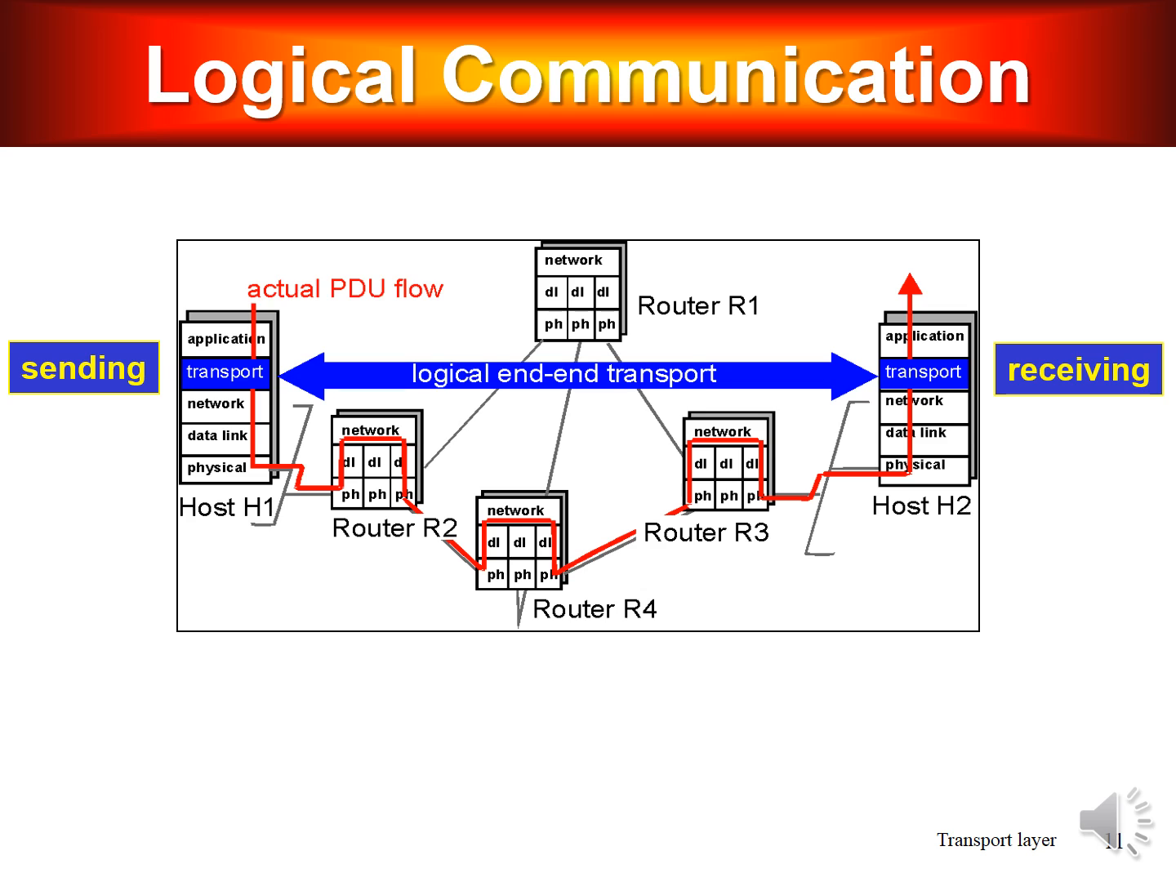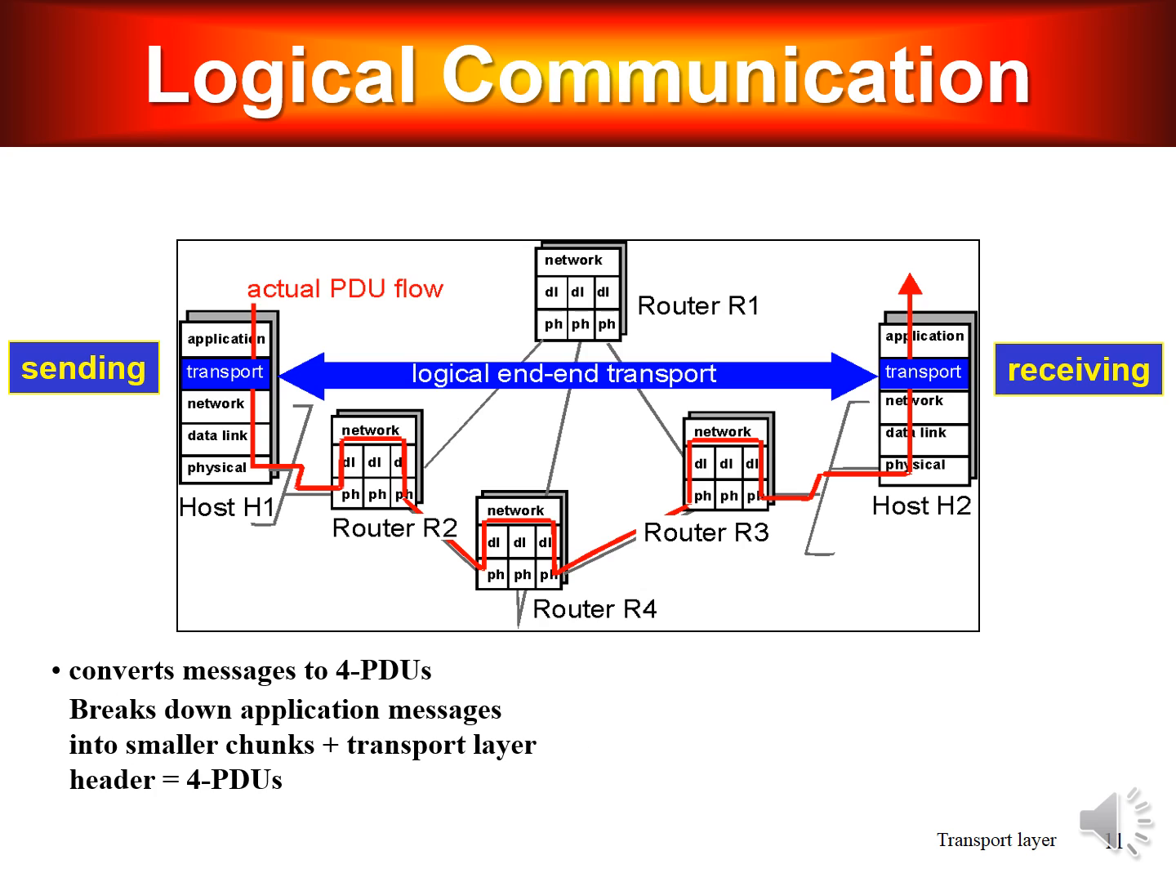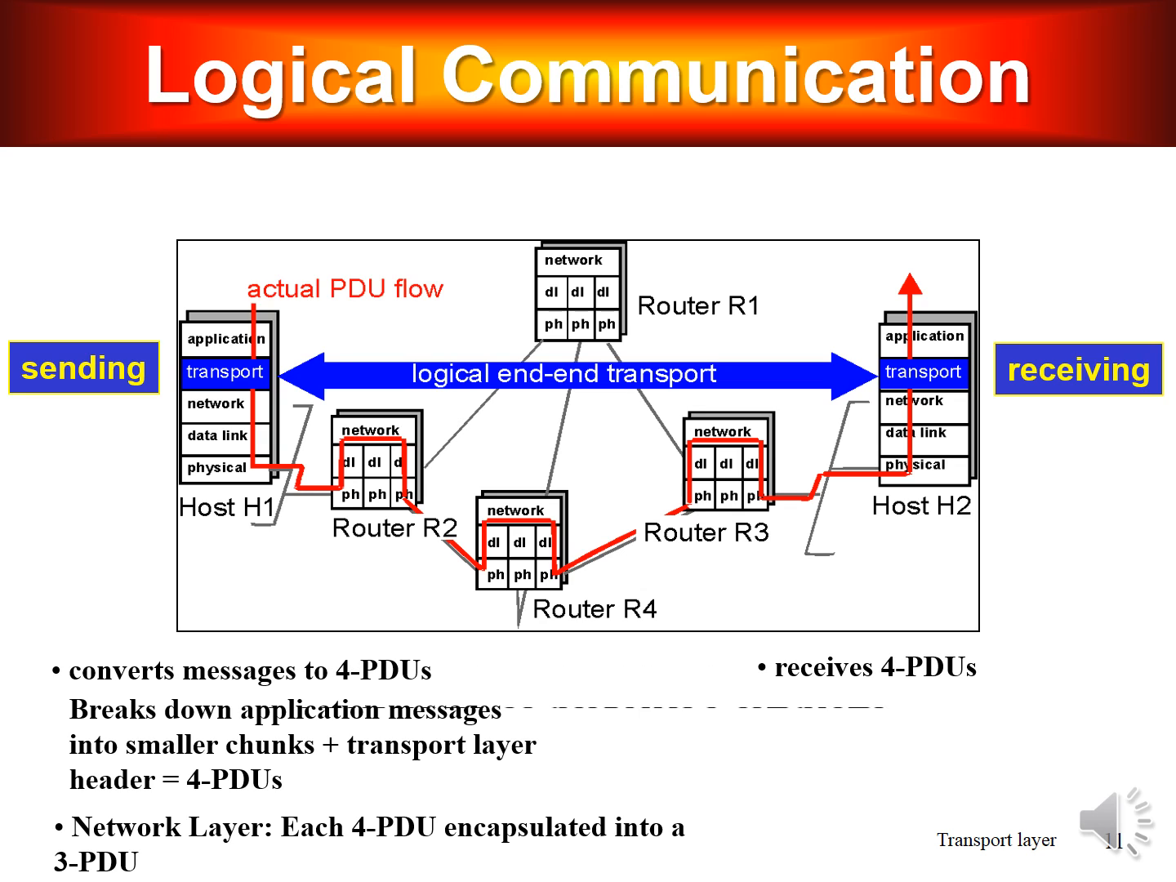At sending and receiving, messages are converted into layer 4 protocol data units. The application messages are broken down into smaller chunks, smaller pieces, with a transport layer header, forming the layer 4 protocol data unit. At the network layer, each layer 4 protocol data unit is encapsulated in a layer 3 protocol data unit. The receiver receives the layer 4 unit, receives the transport header, receives the packet, and the process receives it.